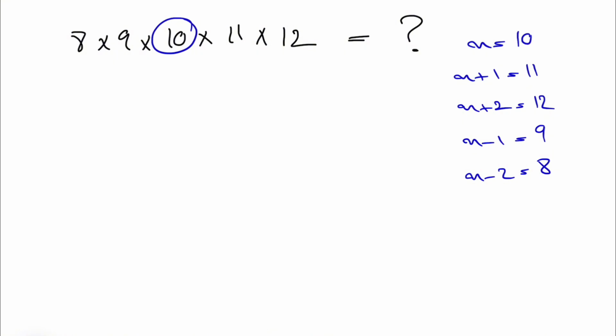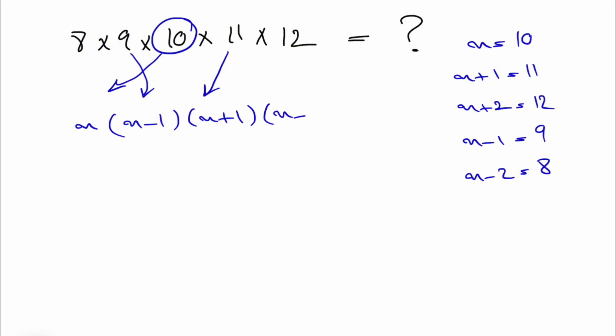So we have our 10, which is x. We have our 9, x minus 1. We have 11, x plus 1. We have 8, which is x minus 2, and we have 12, x plus 2. Let's see what we can get from here. Now we can see the difference of squares in each of these two pairs of expressions.